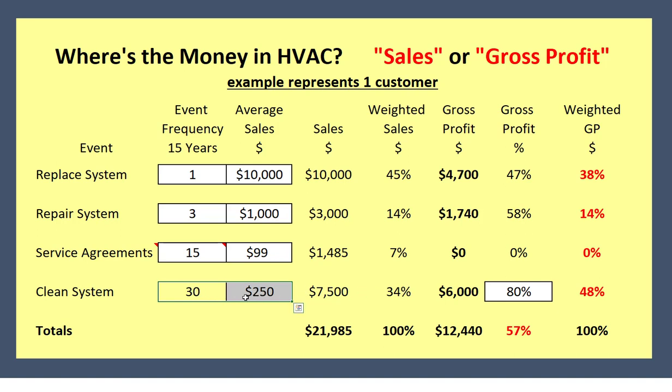So anyway, with that said, there's 30 times $250, which is $7,500.